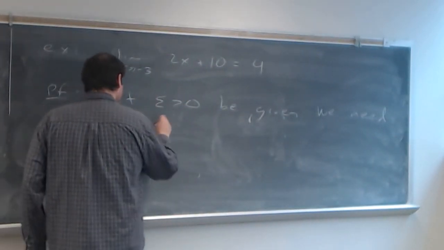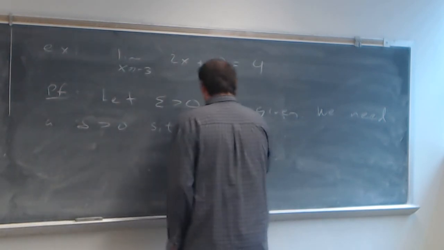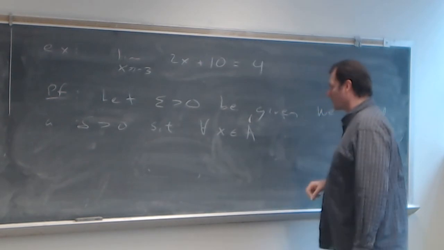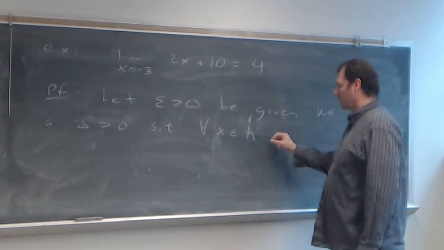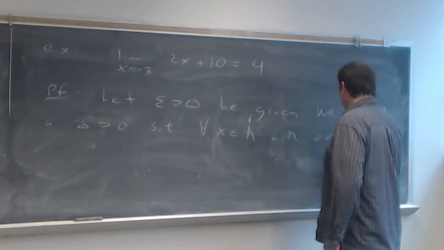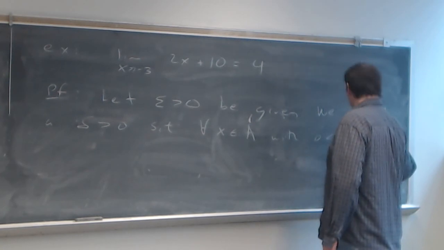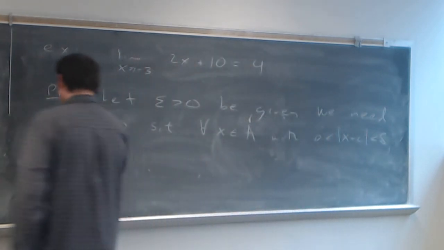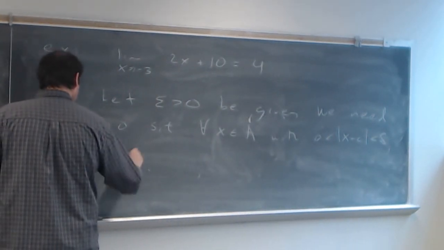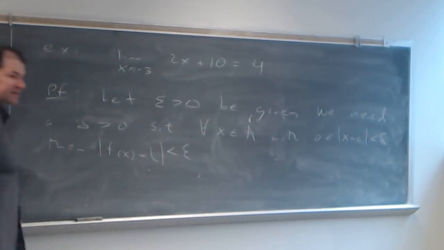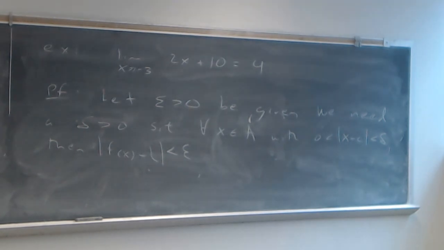greater than 0, such that for all x an element of the domain, which we're calling A, with 0 less than the absolute value of x minus c less than delta, then the absolute value of f of x minus L will be less than epsilon. That's the generic definition. I'm going to rewrite that sentence with the specifics of the problem we're talking about.